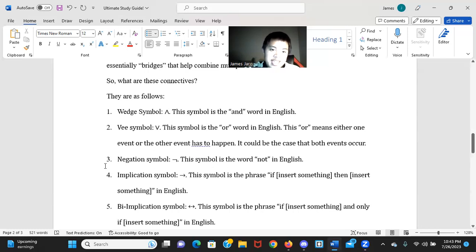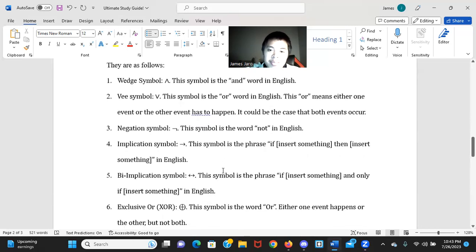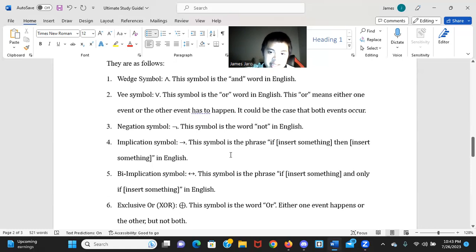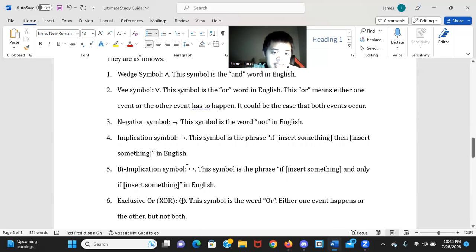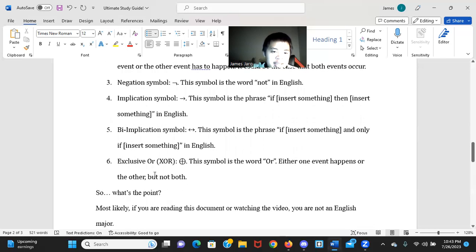We have the negation symbol, which is the word not in English. The implication symbol, which is the phrase if-then: if something happens, then something else happens. The biconditional, this double arrow, is the phrase if and only if. And then exclusive or, which is also the word or, but it means either one event happens or the other, not both of them; they can't happen at the same time.